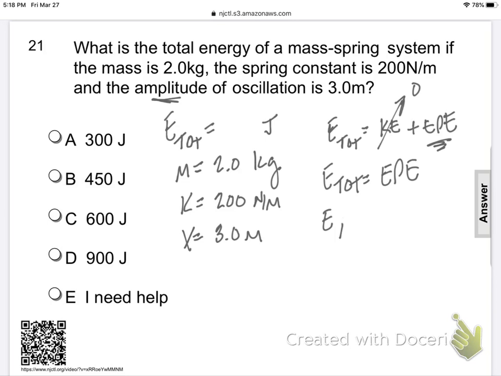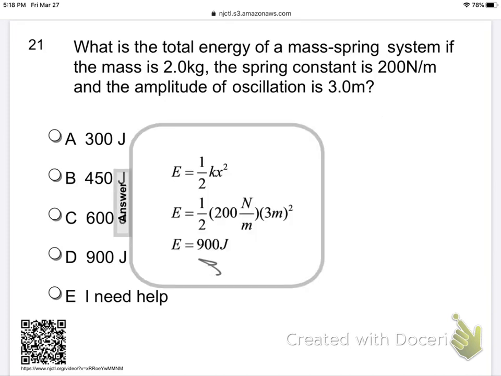So we can solve that by putting in 1/2 kx squared, substituting in our values, and we're going to get 900 joules.